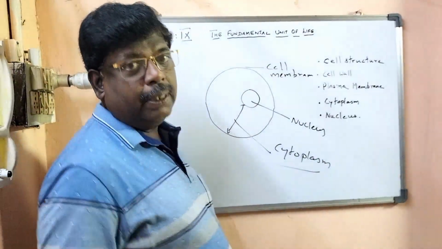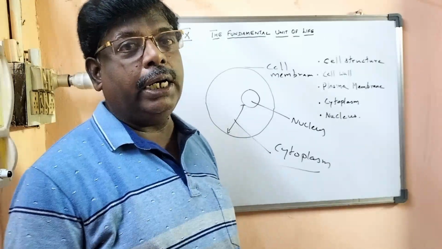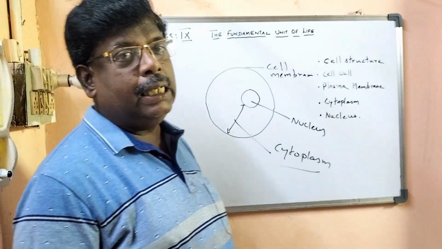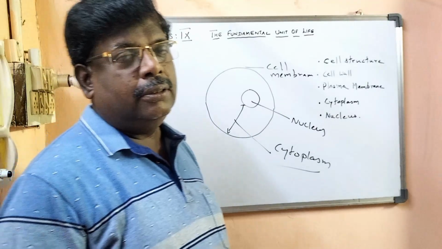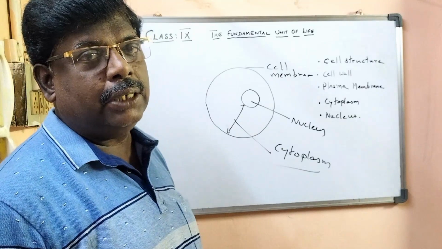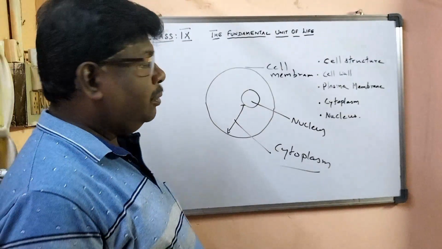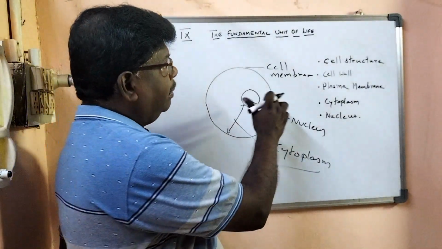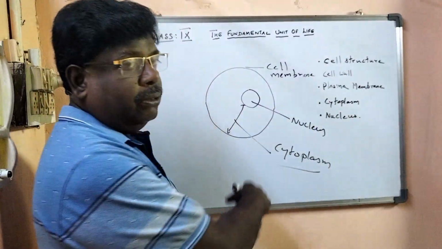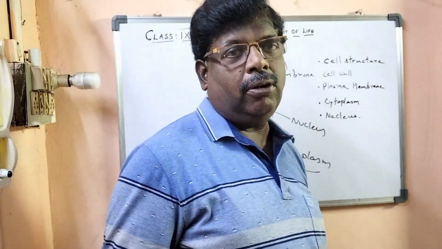Cytoplasm is a jelly-like substance in which cell organelles are present. The cell has various components called cell organelles. In the coming video, we'll be seeing about the various cell organelles like mitochondria, Golgi apparatus, endoplasmic reticulum, lysosomes, and so on. So, the basic structure of a cell will have cell membrane, nucleus, and cytoplasm. This is the basic cell structure almost in all living organisms.